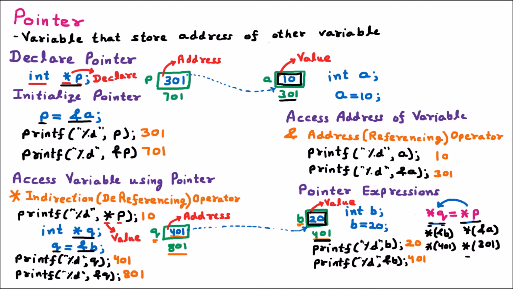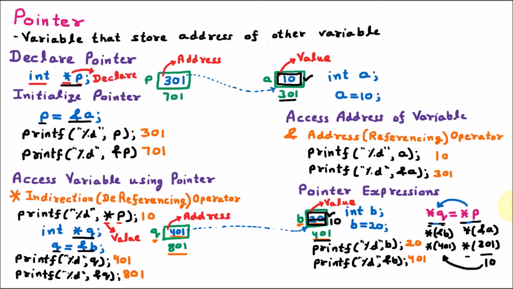So the value at the address 301 is 10. This 10 is now going to the value portion of 401. The value portion of 401 is nothing but this block. So here this value is changed and updated to 10. So now the value is 10.